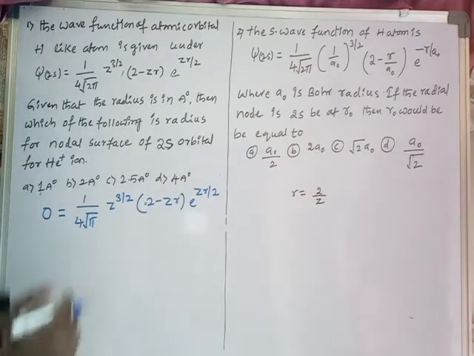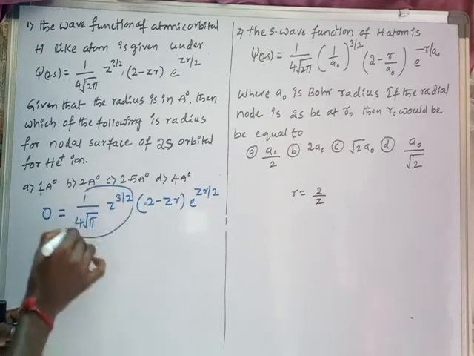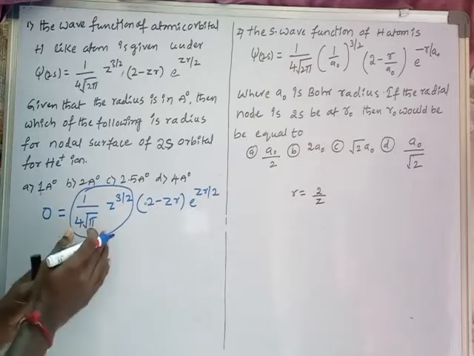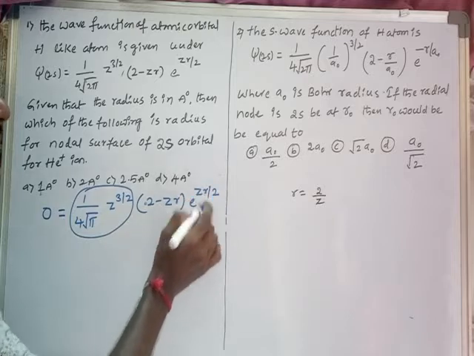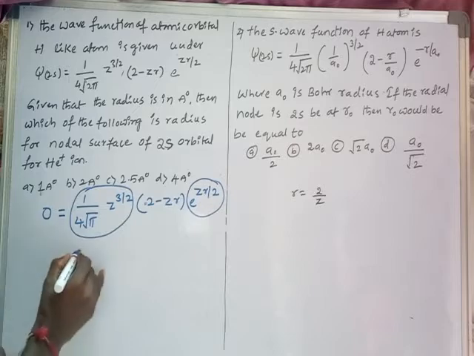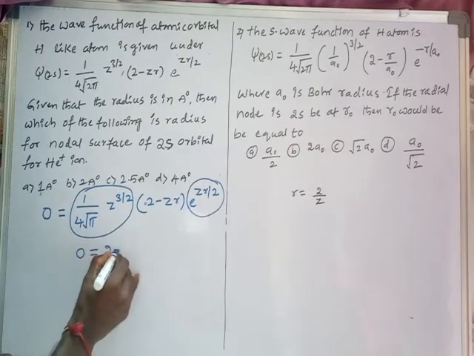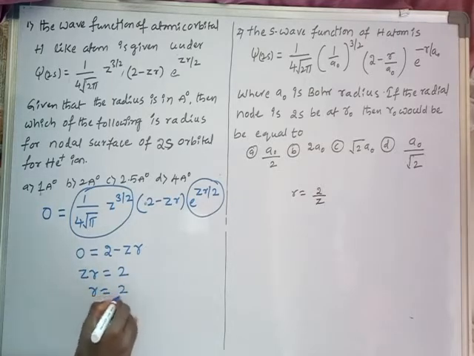Now see here, 1 by 4 under root pi, Z to the power 3 by 2. So here this is the constant. This constant cannot be equal to 0. Next, this is the exponential form, e power Zr by 2. It also cannot be equal to 0. Now what is there? 2 minus Zr. Now it can be equal to 0. Means what we can write? 0 equal to 2 minus Zr. From that what we can write? Zr equal to 2, r equal to 2 by Z.